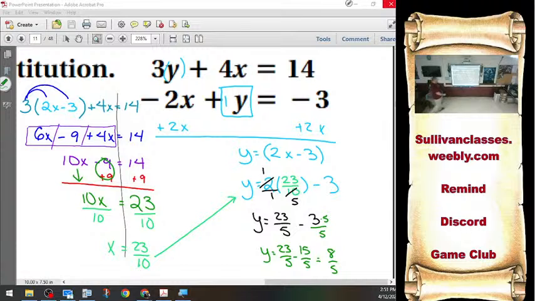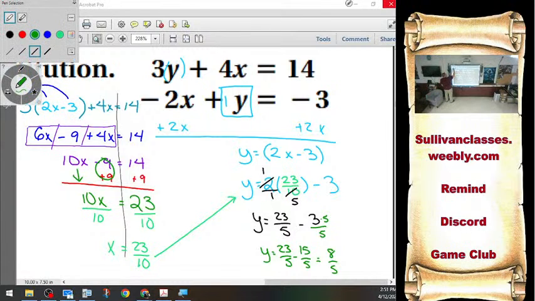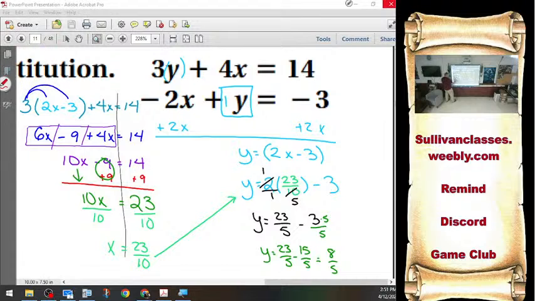Look at where this coordinate ended up. Just somewhere but ugly. My solution ended up as 23/10, 8/5. Were you going to guess those numbers when those two lines crossed? Never. No way. You're not going to get to the ugly answers if they don't land in a nice spot on your graph. Substitution allows me to do that.